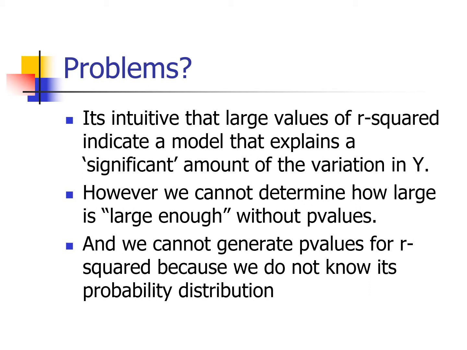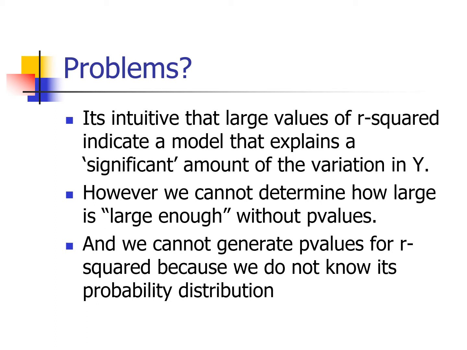It should be intuitive that large values of R squared are indicative of a model that explains a significant amount of the variation in y, right? Because what's R squared? R squared is the percent of the variability in y explained by x. If most of the variability in y is explained by x, i.e. we have a large R squared, well, that means that x is extremely important, right? So R squared becomes this intuitive metric for us to use.